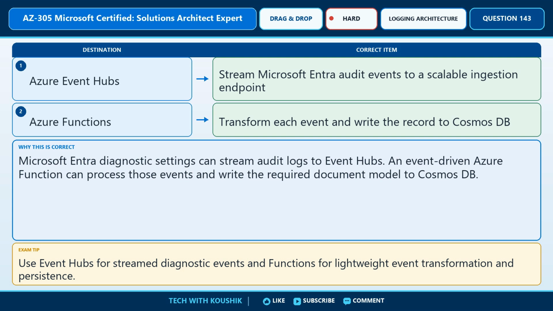The key reason is Microsoft Entra diagnostic settings can stream audit logs to event hubs. An event-driven Azure function can process those events and write the required document model to Cosmos DB. Exam tip. Use event hubs for streamed diagnostic events and functions for lightweight event transformation and persistence.